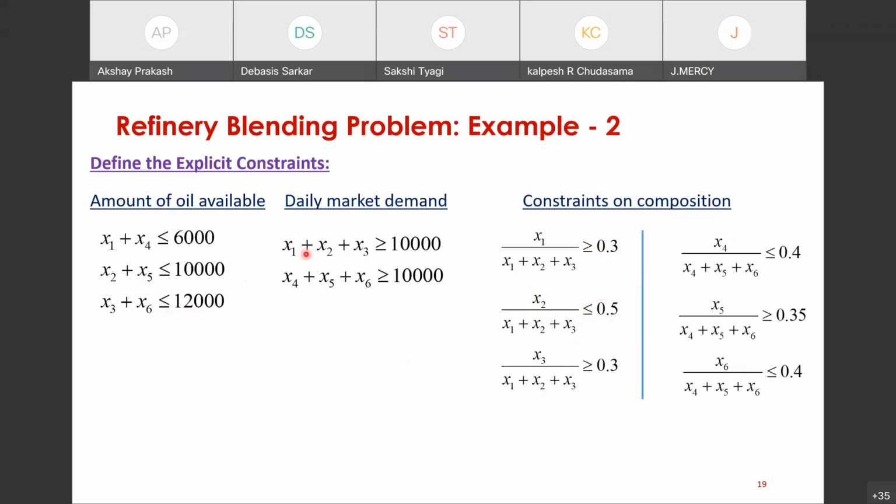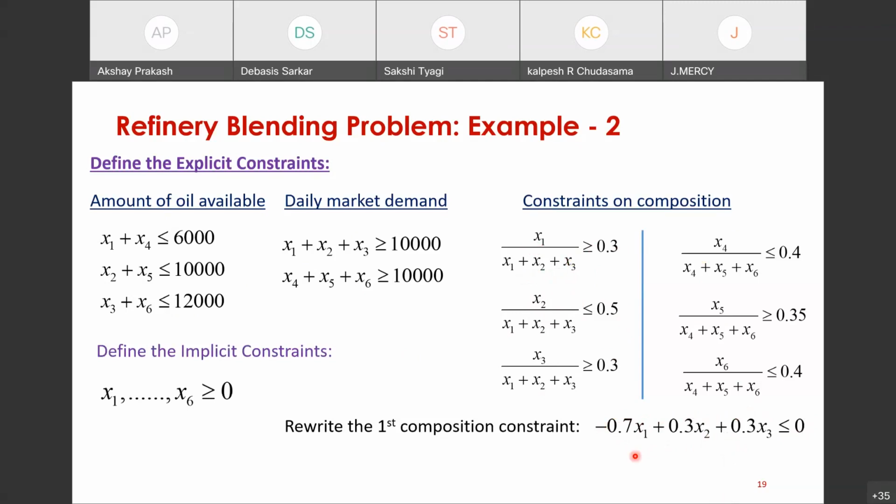So this is a set of constraints, and these are sets of constraints. These constraints you can write like this. See the first one, you can write as x1 is greater than or equal to 0.3 of x1 plus x2 plus x3, and then it can be written like this. And of course, the non-negativity restrictions, or the implicit constraints, are that x1 through x6 cannot be negative.